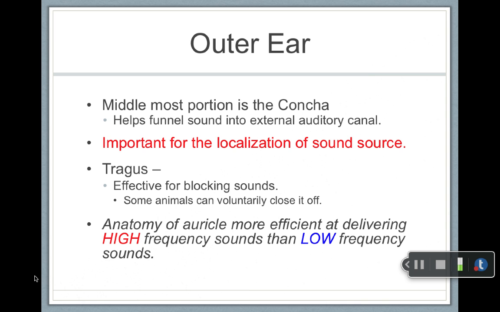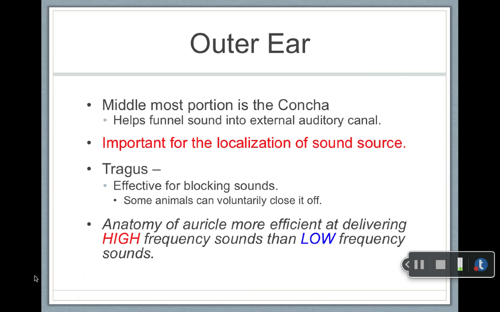You have this little protrusion in your concha called your tragus, and I wish I could demonstrate, but I can't. But if you push that tragus in, it's almost like it fits into the hole of your concha, and that's the best way to block loud sounds. So if you're on the subway platform and a loud sound is coming, you don't put your finger in your ear. If you really want to block the sound, you just push that tragus in, and that's the most effective way of blocking sounds. And some animals can actually close that off on their own.